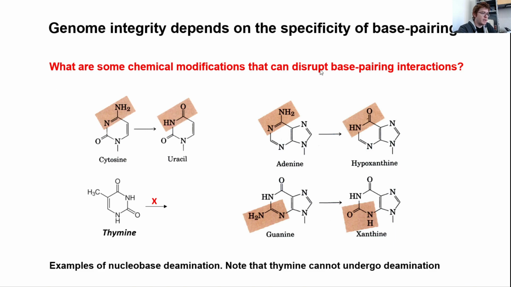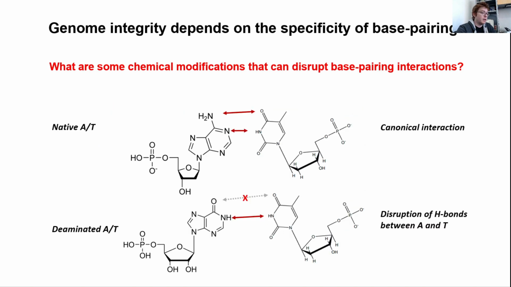So just keep in mind that every base, with the exception of thymine and uracil, has its corresponding deaminated form. And as before, these deaminated forms, because you've changed the donor and acceptor patterns on them, can create problems for base pairing interactions. So again, a native AT, we've got donor acceptor making interactions with acceptor and donor on thymine. And in the deaminated form here, we will see that we have actually two problems.